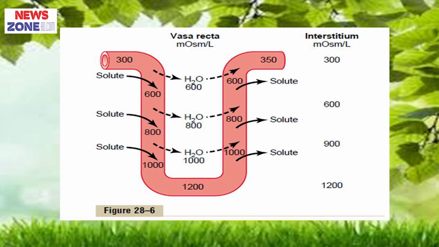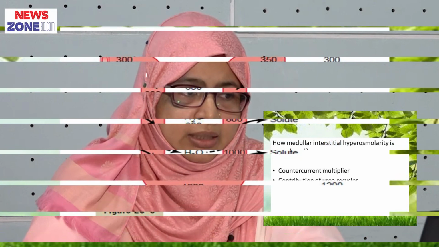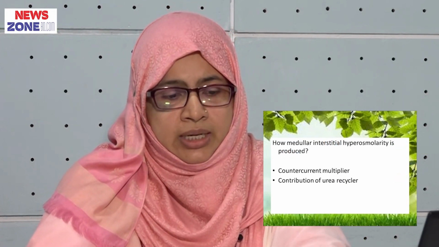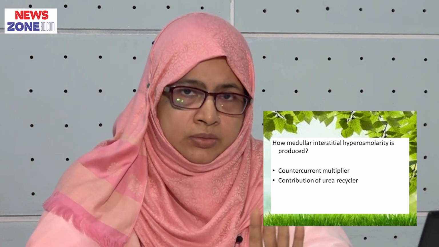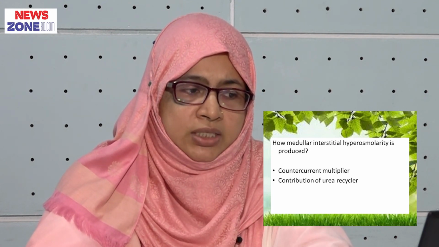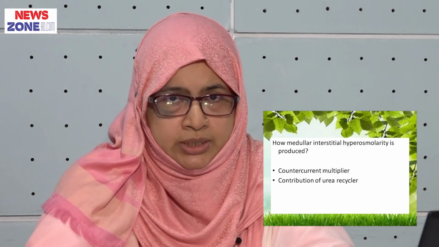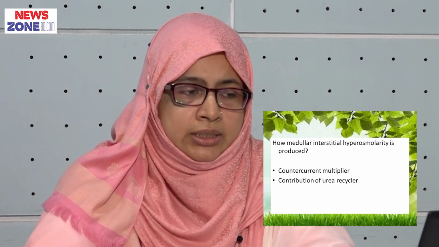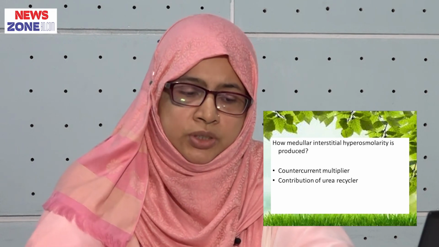So in this way the vasa recta acts as an exchanger, but it does not create the interstitial hyperosmolality. You should remember this. So at last, how is medullary interstitial hyperosmolality produced? You should answer: countercurrent multiplier and contribution of urea recycling. In this way medullary interstitial hyperosmolality is produced.